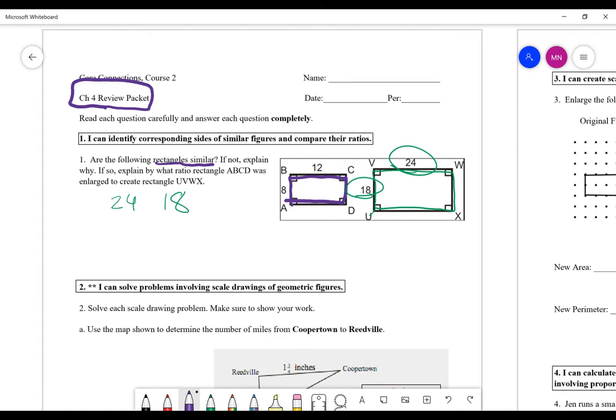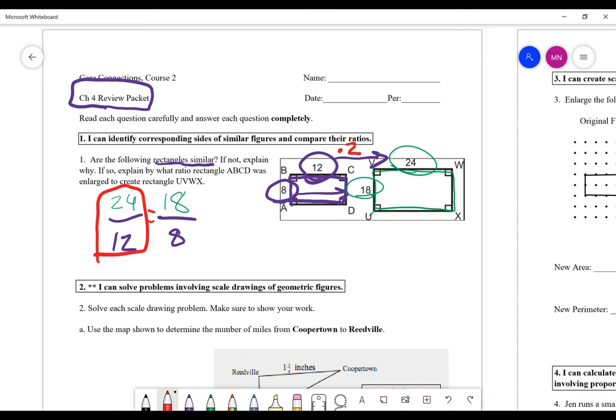And now I'm going to put the sides of my smaller rectangle. And so here, the side 12 matches up with 24. So 12 is going to go underneath 24. And 8 matches up with 18. So I'm going to put 8 underneath 18. So now we're going to see, are these two ratios equivalent? Because what we're trying to do is figure out if we can multiply this top number by a number and then also multiply this bottom number by that same number. So let's go ahead and do it.